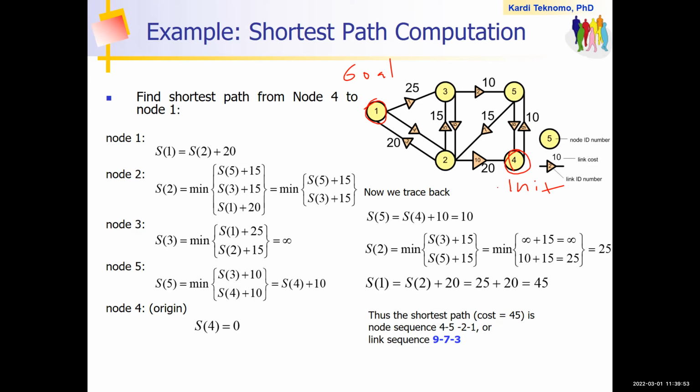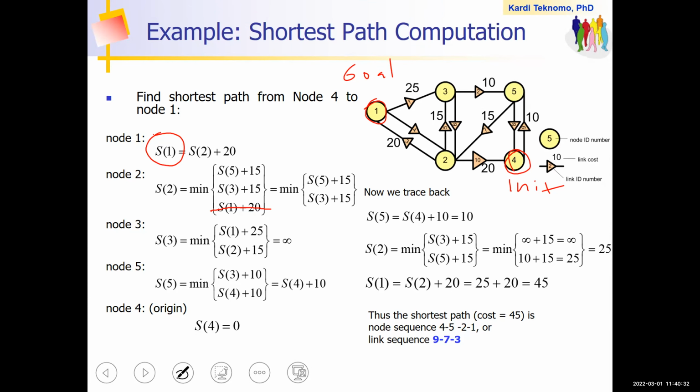But we already know that S1 plus 20 will create a cycle if we put that. So in that case, we remove it. S1 plus 20 is removed. Why? Because if we include that, it will come back to node 1. S1 is already included. So we remove it from the equation.